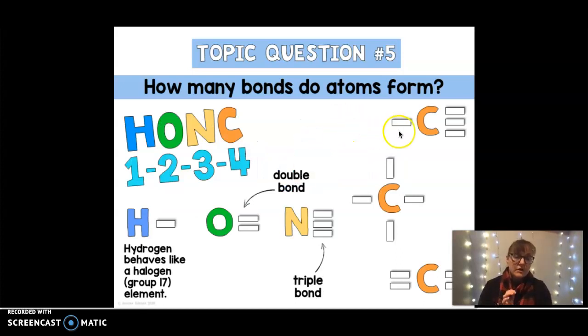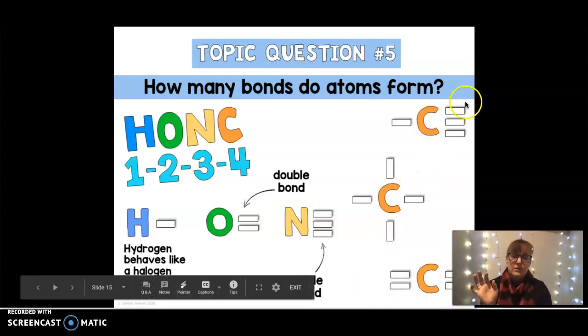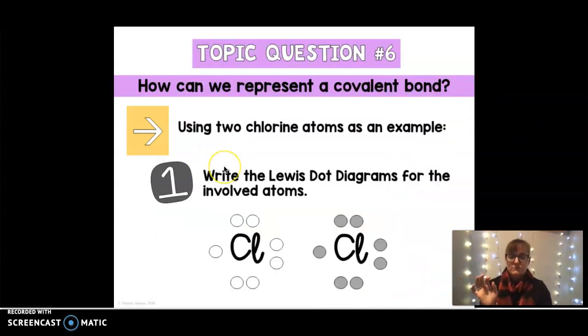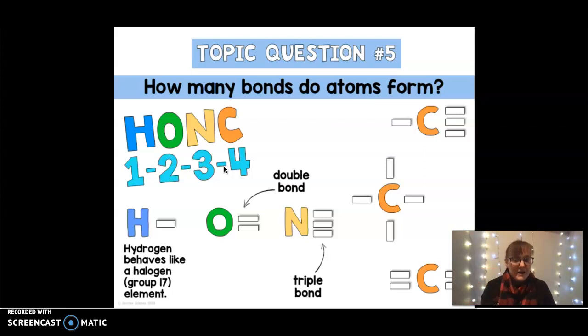So carbon can have its 4 bonds in any order it wants. Hydrogen only has 1. Oxygen can have a double bond. Nitrogen can have a triple bond. These double and triple bonds we don't deal with. You don't need to know how they work in grade 9. You just need to know that they can be bonded in any way. That's all you need to know.